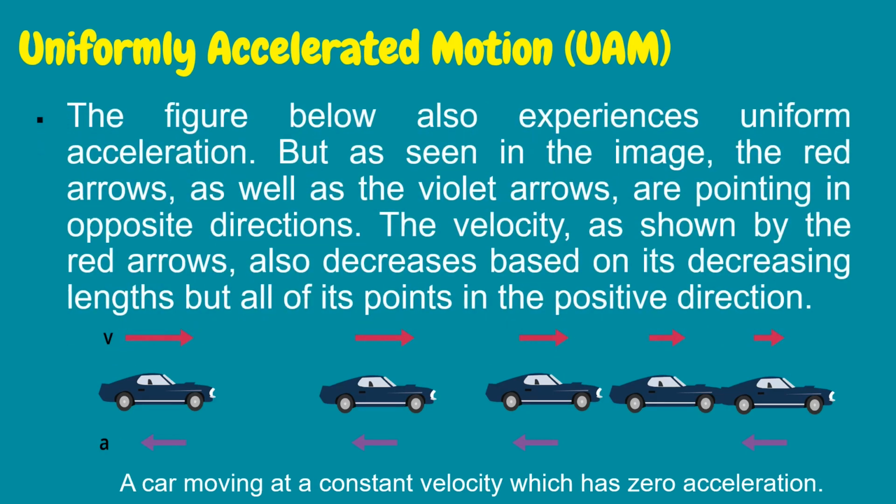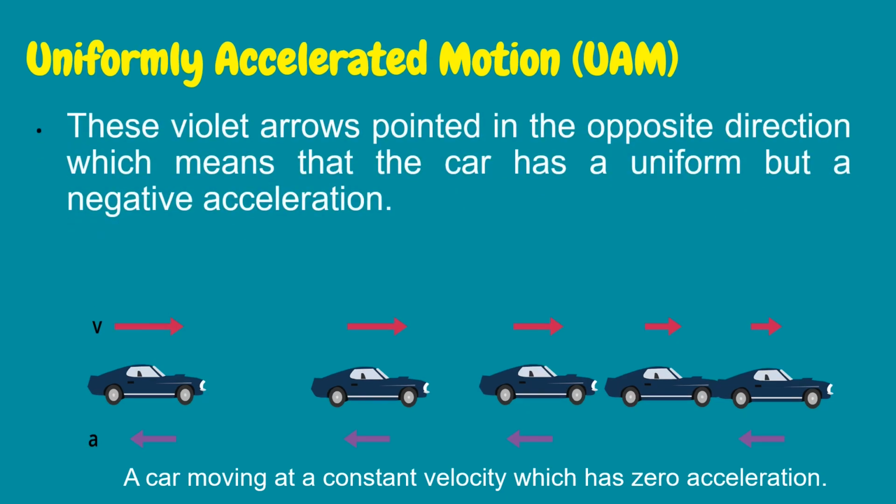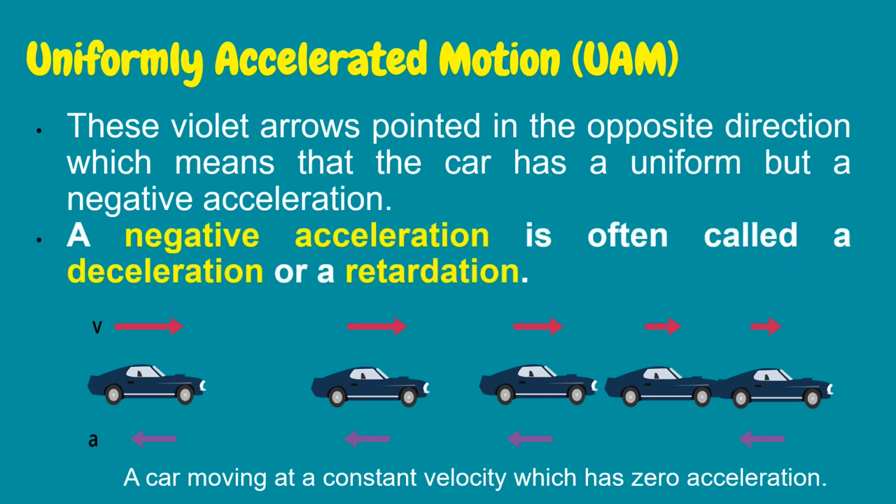The figure below also experiences uniform acceleration, but as seen in the image, the red arrows as well as the violet arrows are pointing in opposite directions. The velocity, as shown by the red arrows, also decreases based on its decreasing length, but all of them point in the positive direction. These violet arrows pointed in the opposite direction, which means that the car has a uniform but negative acceleration. A negative acceleration is often called deceleration or retardation.